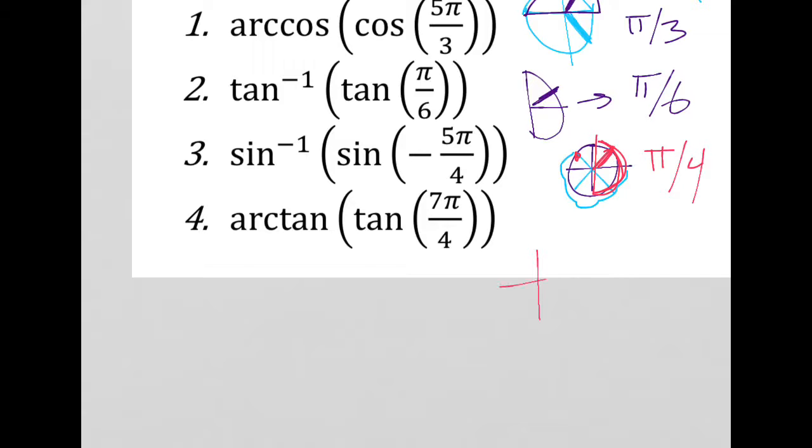Well, where is 7 pi over 4? Again, that would put me right there. If we're thinking of the tangent function, tangent is defined on that interval right there, quadrants 1 and 4. What is that in terms of pi over 2 to negative pi over 2? Well, that is negative pi over 4.